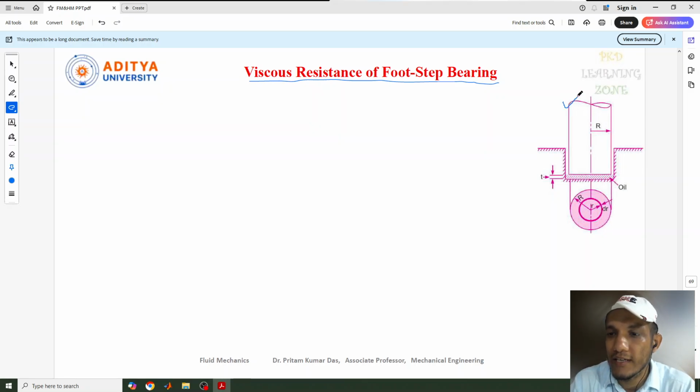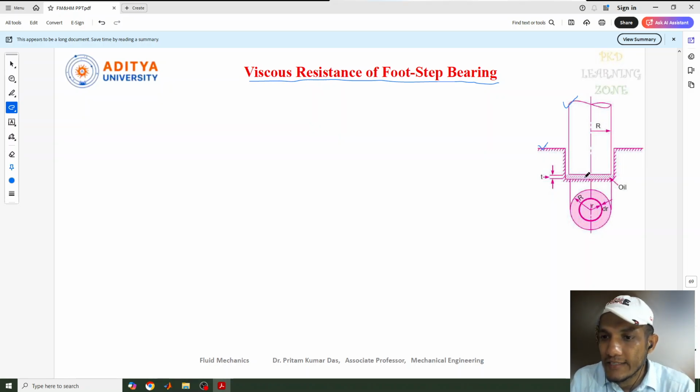So this is the shaft and this is the bearing part, and between the shaft and the bearing we have a liquid which is known as oil. So an oil film is there between the shaft and the bearing, which will reduce the wear and tear when it is rotated. So to reduce the wear and tear, an oil film is given here.